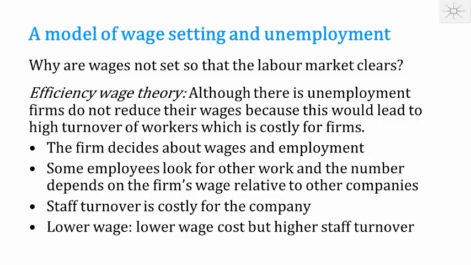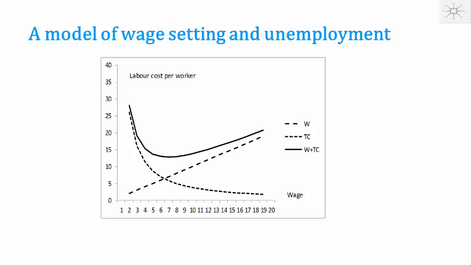And we assume that turnover is costly for the company, as I just said, and this implies that a lower wage will have two effects. On the one hand, if you reduce the wage, you lower the wage cost. Of course, the wage payments to the existing workers will be lower, but it will raise the cost of turnover for the firm. So there is a trade-off and there is some profit maximizing wage that the firm will set. And we illustrate this in this diagram.